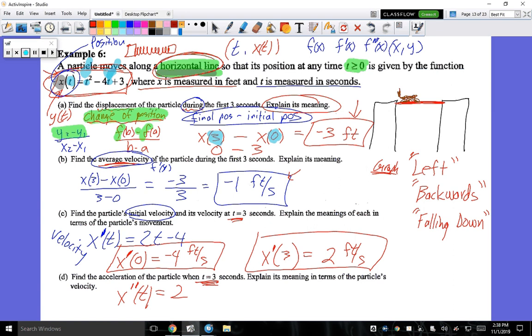Could a car accelerate constantly? That'd be cool, but that'd be a souped-up car. No, I mean at a certain point. What do we experience on a daily basis that's constant acceleration? Gravity. Negative 9.8 meters per second squared, right? So there's constant acceleration for you as well. So this one will have a constant acceleration of 2 what? Feet per second squared. 2 feet per second squared.